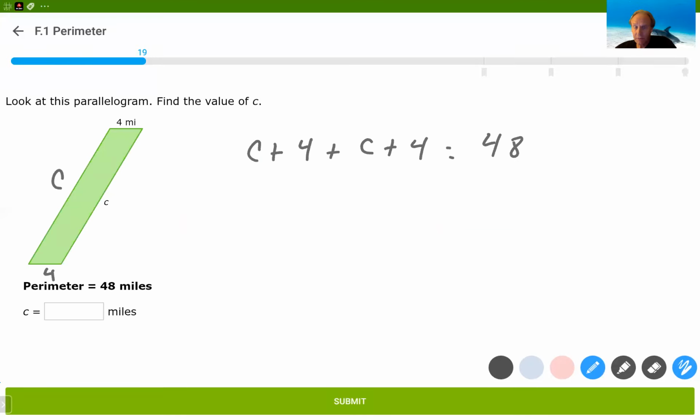Now, if you ever have trouble setting up an equation or setting up a problem, then you should follow the steps very carefully. In this case, I'm going to simplify. I get 2C plus 8 is equal to 48. And we subtract 8 from both sides. We get 2C is equal to 40. And divide by 2 on each side, and you get C is equal to 20. In this case, miles.